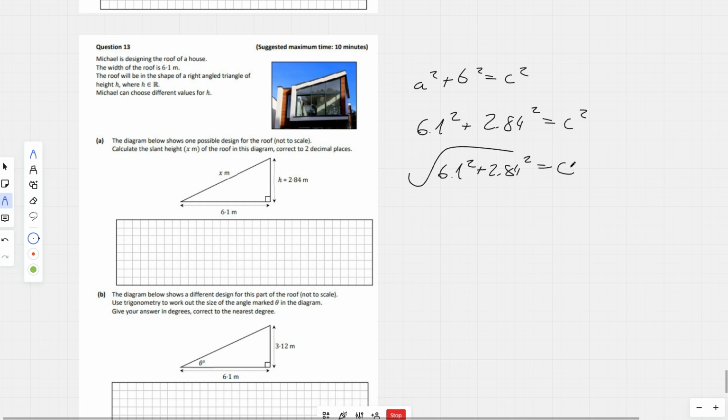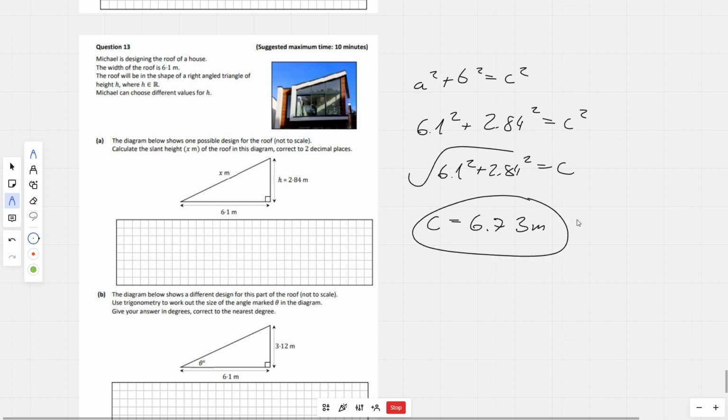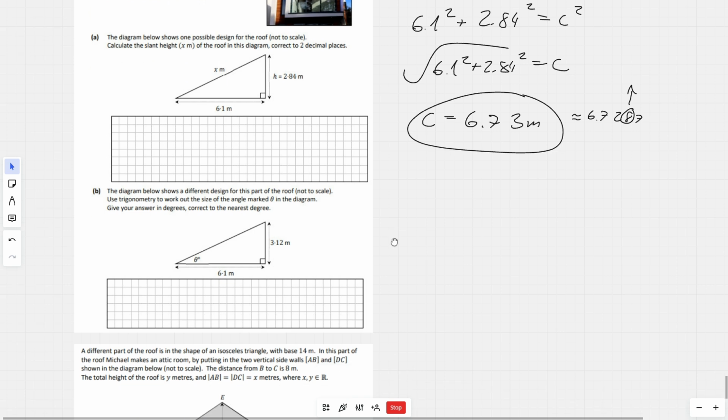So if we do that on the calculator, that will give us an answer of 6.73 meters, correct to two decimal places. This was actually 6.7287. So because we have an 8 here, we'll round up. So we wanted our answer correct to two decimal places.